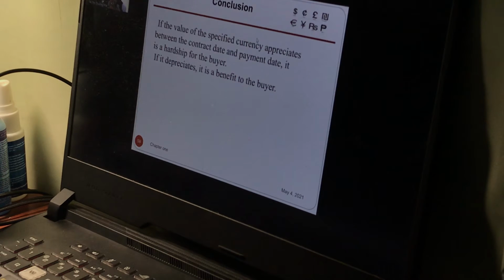Okay, here is the conclusion. It doesn't matter whether it is calculation currency or payment currency. I mean that it is right for all, for calculation currency and payment currency.